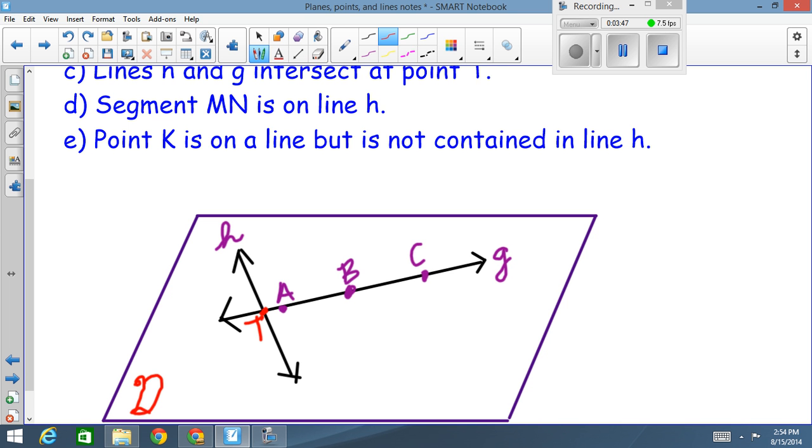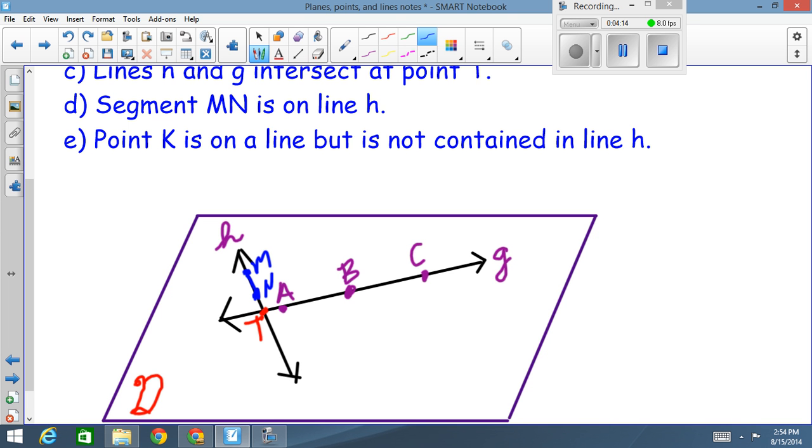Okay? They tell us that there is a segment called MN that is on line H, so really all I need to do is to throw a couple more points on line H, call one of them M and one of them N. So this part here between them would be considered a segment. So that segment is on line H.